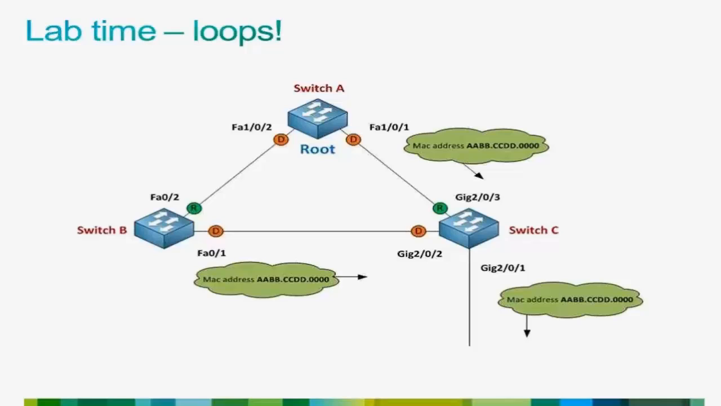Switch C will send it to both switch A and switch B. So now switch B has learned the MAC address from FA01, and switch A has learned the MAC address from FA101. What will switch A do with this? It's an ARP, so it has to flood out in the same VLAN, and it sends it out towards switch B. Now switch B is receiving an ARP with the exact same source MAC address. Previously the MAC address was learned on FA01, now I'm learning it on FA02. This constitutes a MAC move.